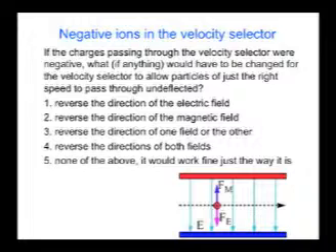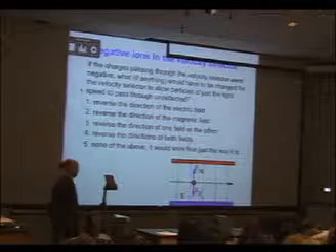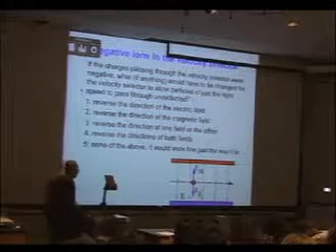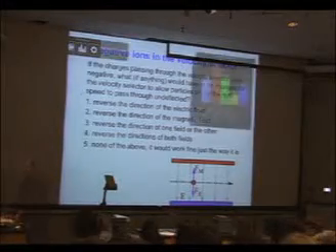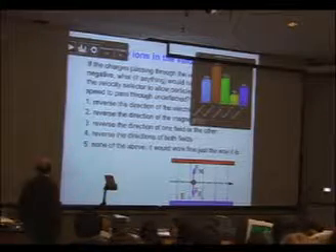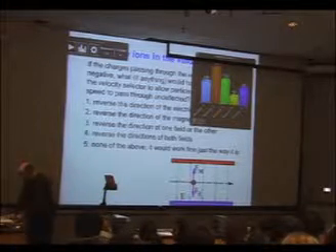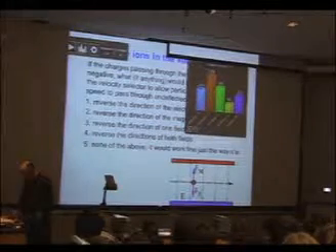So change the charge sign from positive to negative. What corresponding change or changes or none do you have to make for the velocity selector to function? Okay, so we're all over the place here. So we've got more votes for 2 than anything else.